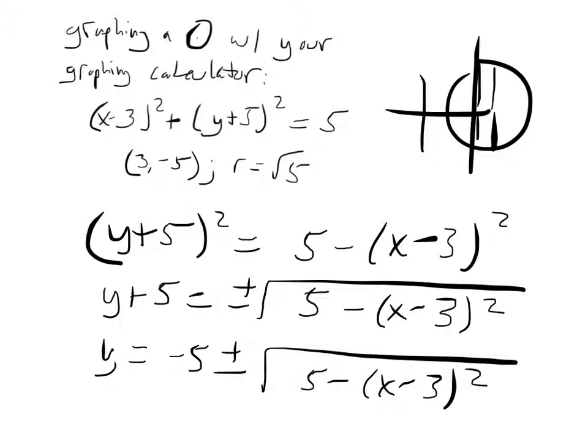So what can I do then to graph this? Well, into y1, you put negative 5 plus that square root. Into y2, you put negative 5 minus that square root. And what that's going to do is give you both the top half and the bottom half of your circle. So try it out on your calculator.